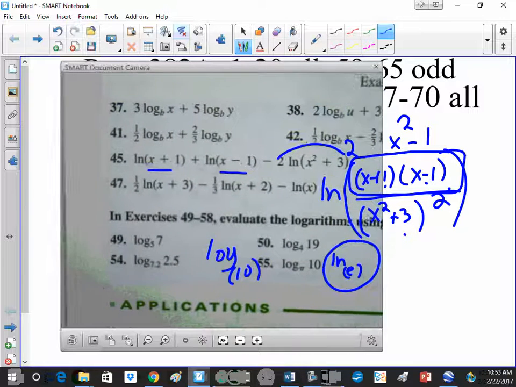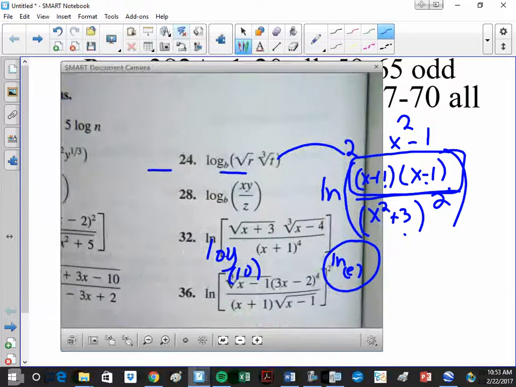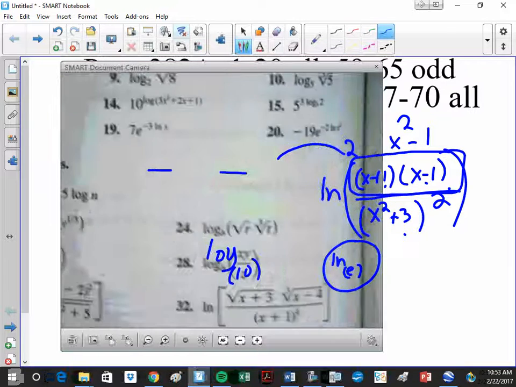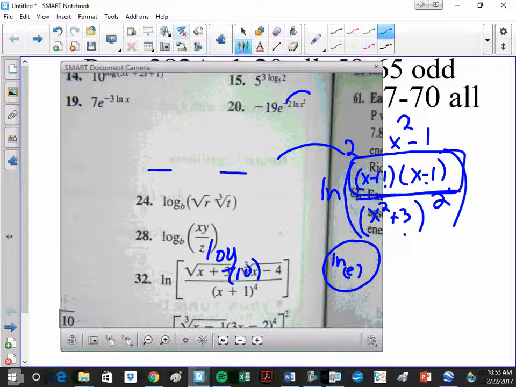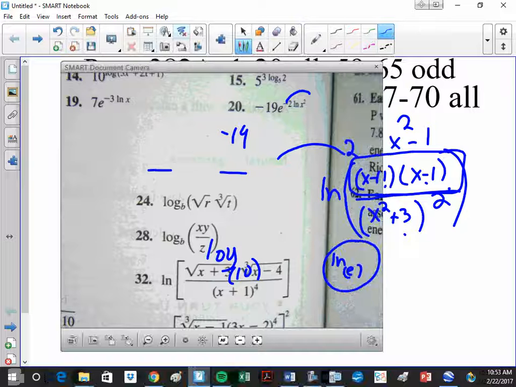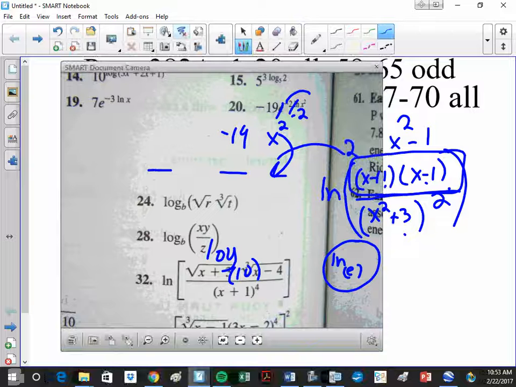Number 20. Oh, I skipped 20. I'm sorry, guys. On the other assignment. So we're going to lift this up. We have negative 19 times this and this cancel, and we end up with x squared to the negative 2, which is x to the, nope. What do you do when you raise an exponent to an exponent? Multiply. x to the negative 4, which drops it to the bottom, so negative 19 over x to the 4th.